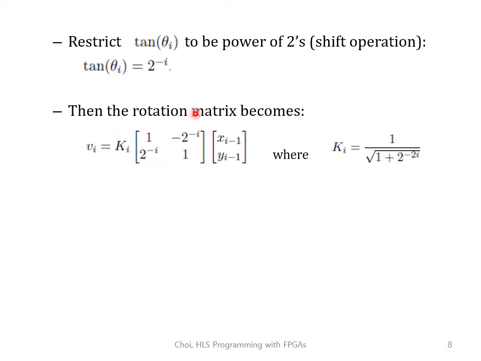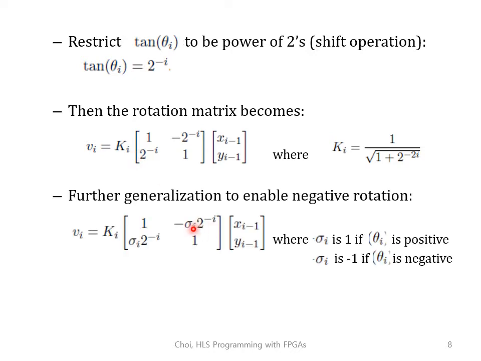Now this matrix is for rotation by theta, but if we want to rotate by minus theta, we just need to switch the sign here to positive and the sign here to negative. So we can generalize it by introducing another symbol, sigma. Sigma i is 1 when theta i is positive, and sigma i is minus 1 if theta i is negative. All right.